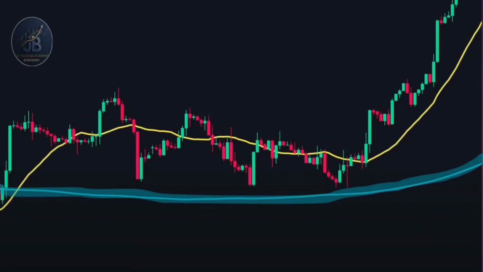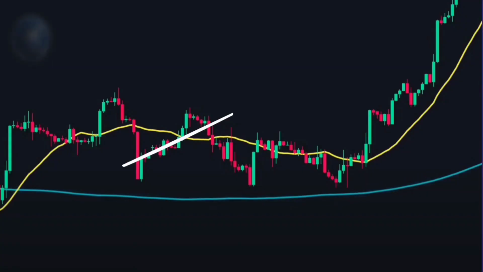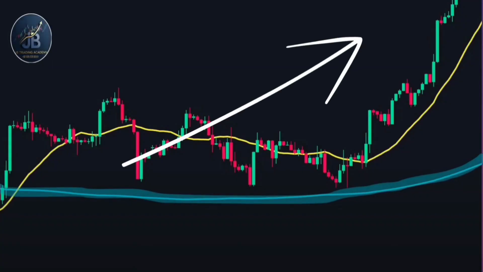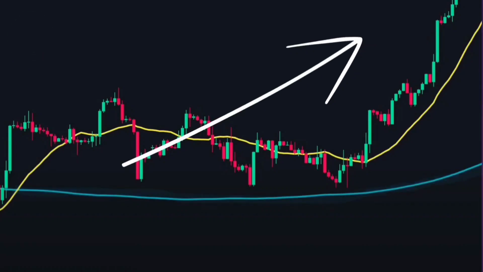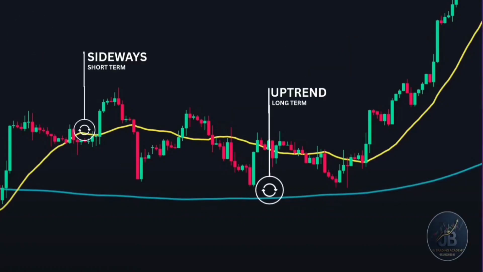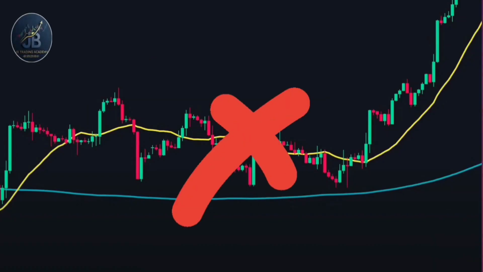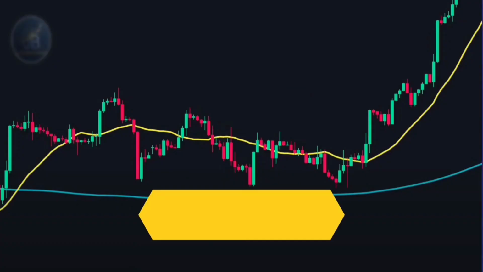Here is another example. When we zoom into this section of the chart, we see that the price was moving around the 20 MA for an extended period of time. It means that the price is in a short-term sideways trend. But at the same time, the price stayed above the long-term 200 MA. So this means that the price is in a long-term upward bias.